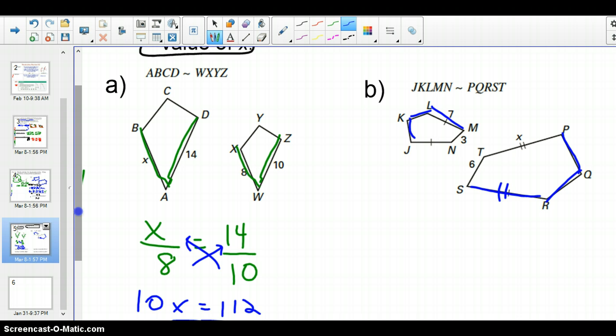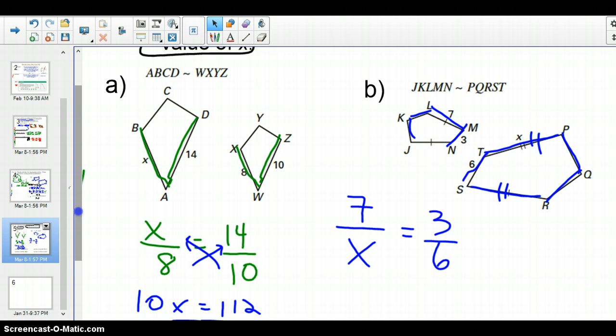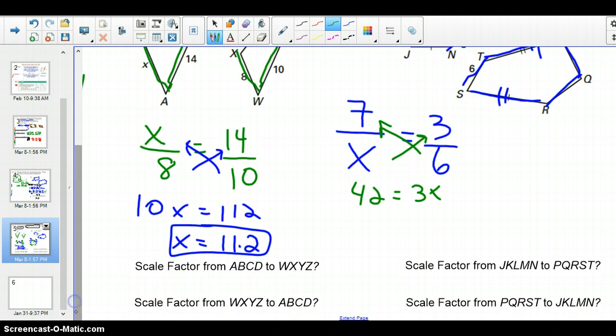Okay. So I'm going to use the 7, but what I don't know is what the corresponding side length on the other figure is. But notice that this RS has 2 tick marks, along with PT over here, which is marked x. So I know that RS is really just x. So I'm going to use that in my proportion here. All right, so if I keep going, MN has a side length of 3, and ST has a side length of 6. So I've got all I need here to solve for x. So 42 is equal to 3x, so x is 14.